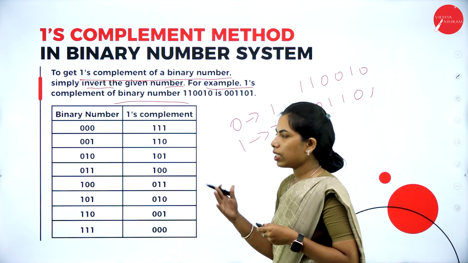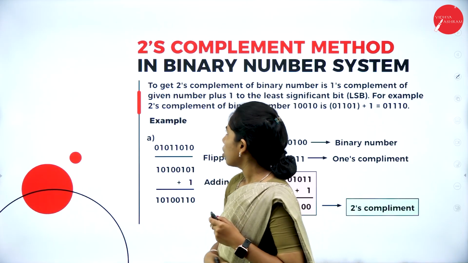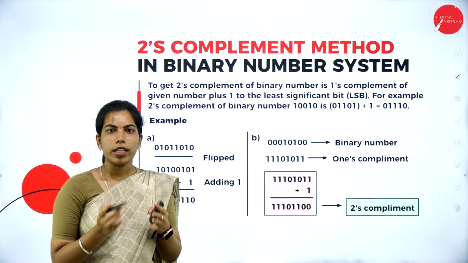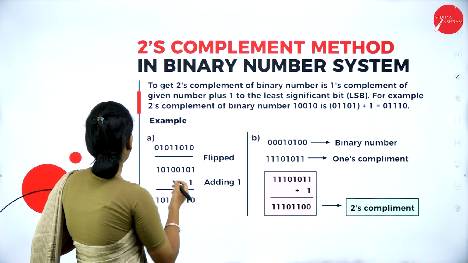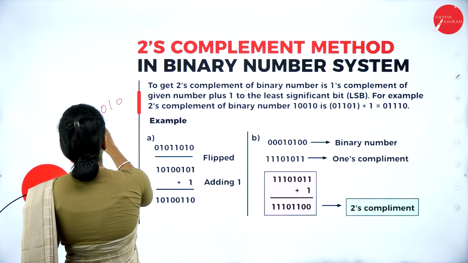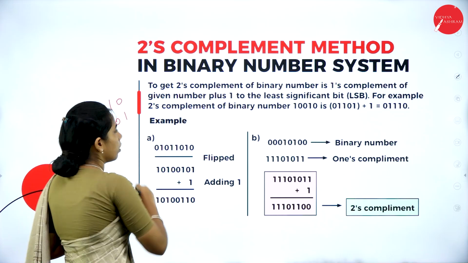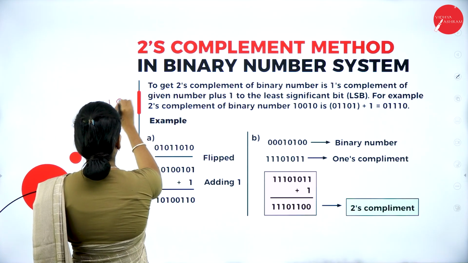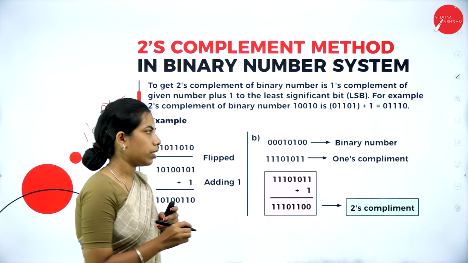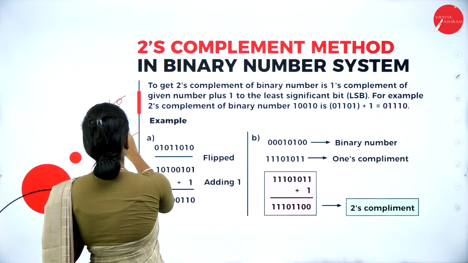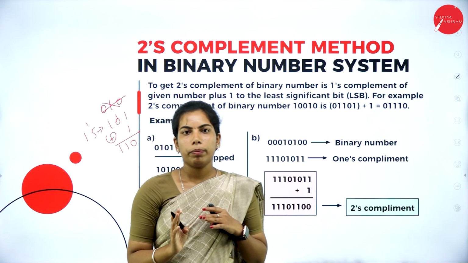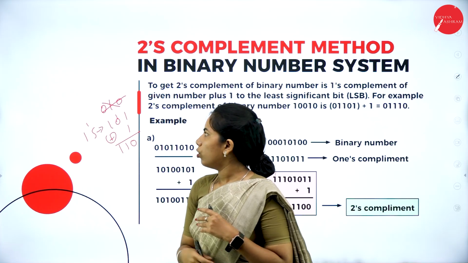Got it? So let's discuss another, that is twos complement. So here you can see twos complement is nothing but what you get after getting the ones complement result. So for example, I got a number like 010. This is my original number. The ones complement is 101. So for this result, I have to add a 1 to the LSB bit. So when I add 1 to the LSB bit, I get 110. So this is my twos complement result.